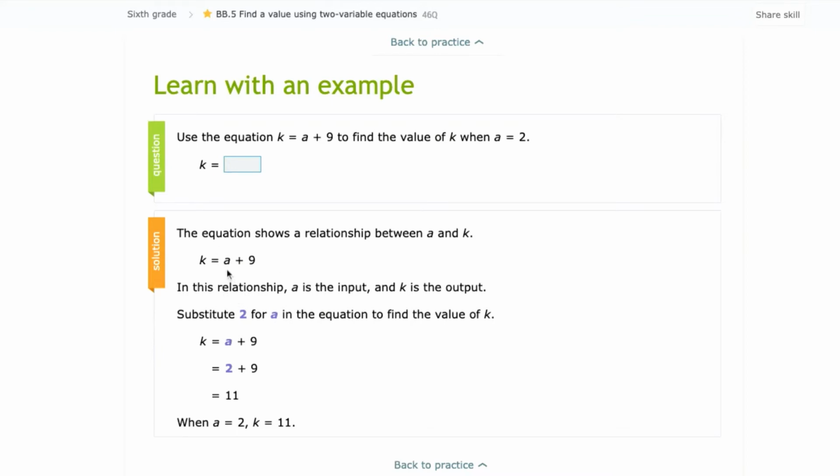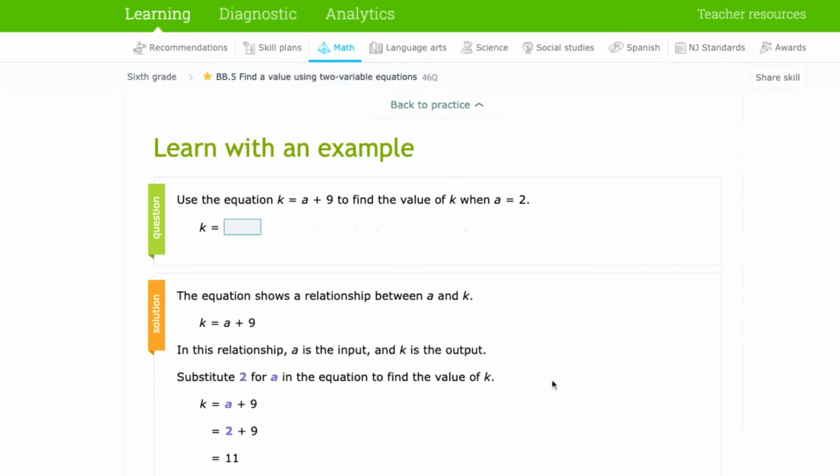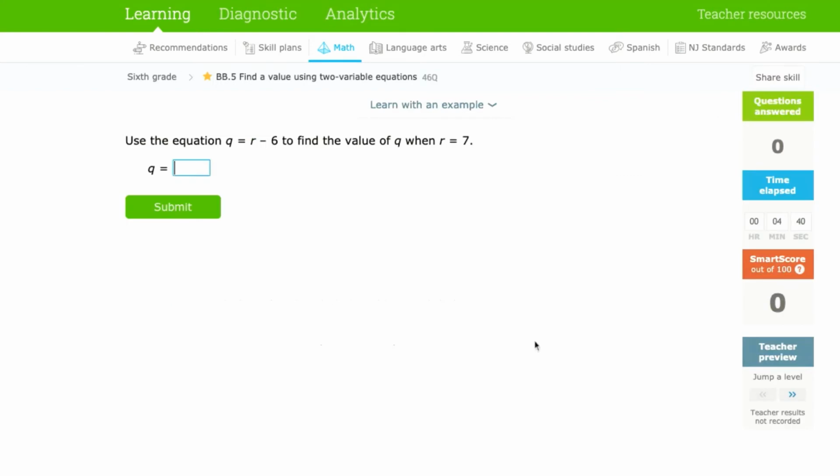So you just substitute, replace A with 2, 2 plus 9. So you evaluate this problem now following the order of operations, but in this case, there is only one operation, and you get 11. So that means when A is 2, K is 11. So let's try this. Let's do another example.